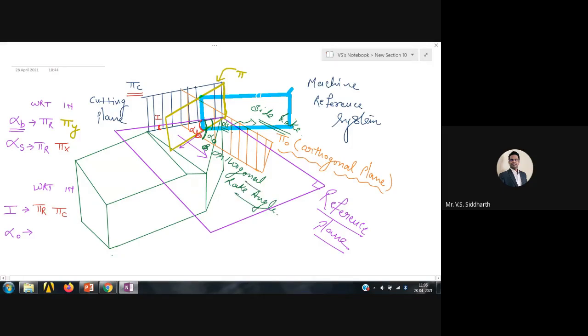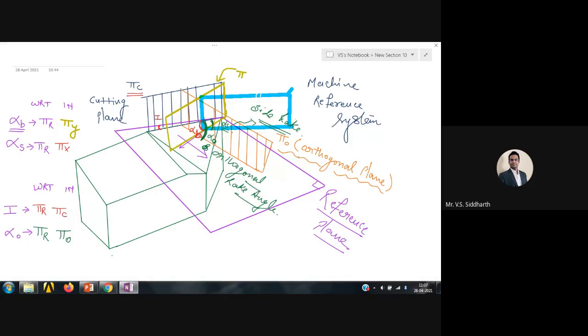The orthogonal rake angle we are measuring in the orthogonal plane. Due to the backward inclination of the rake face, this orthogonal rake angle will look bigger, but the tool is same and the reference plane is also same. Since the orthogonal plane is at a different location, and we are measuring that angle in the orthogonal plane, the magnitude will look more compared to the side rake angle. So the orthogonal rake angle is an angle which we measure with respect to the reference plane, in the orthogonal plane. The remaining angles are more or less the same.